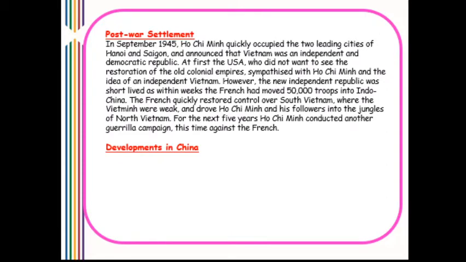However, the new independent republic was short-lived, as within weeks the French had moved 50,000 troops into Indochina. The French quickly restored control over South Vietnam, where the Vietminh were weak, and drove Ho Chi Minh and his followers into the jungles of North Vietnam. In the next 5 years, Ho Chi Minh conducted another guerrilla campaign, this time against the French.